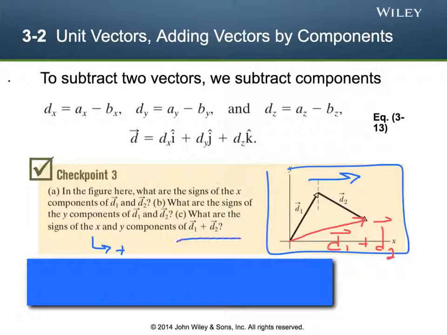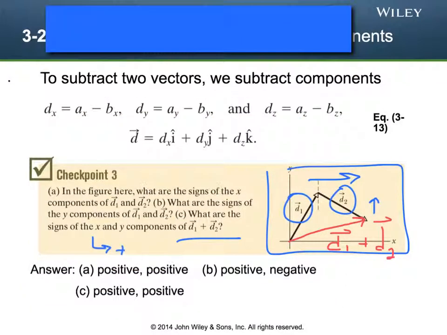Now, what about the result of adding these 2 together? Well, if we look at the graph, we see that the resulting vector is moving to the right, but it's also moving up. We would know that it should move to the right, knowing that the 2 positive x components add together to continue moving to the right. But it has an end result of up because D1 has a greater y component than D2 does. And so the answers to A are positive, positive, B, positive, negative, and C, positive, positive. This can be done graphically or just analytically reasoning through the different components of the vectors.